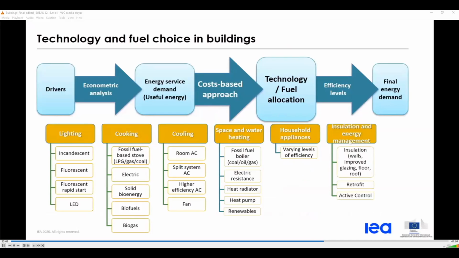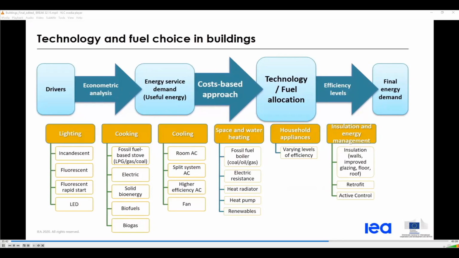Now we have to determine which technologies will meet the service demand. The technology and fuel choice depends on a variety of elements, and first of all on the available technologies for each subsector in each market considered. That's why we have an important database with all technologies available in each subsector. So for instance, you can look at the cooling subsector and you can see the different types of air conditioner that are in the model.